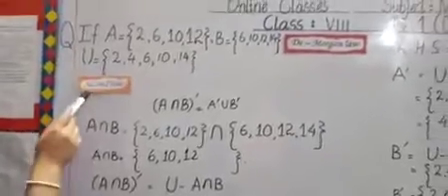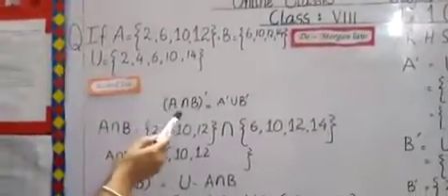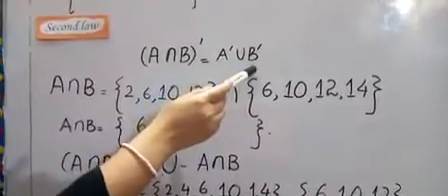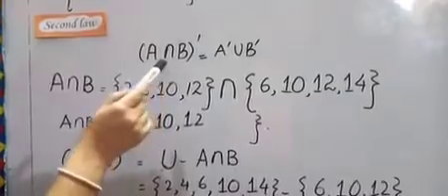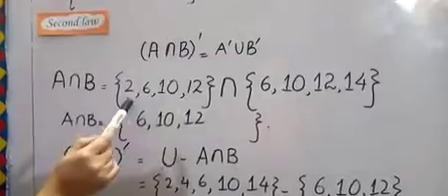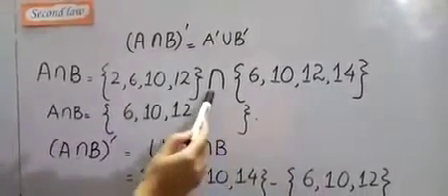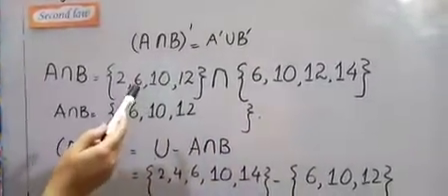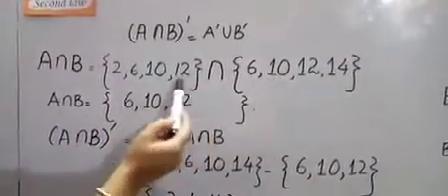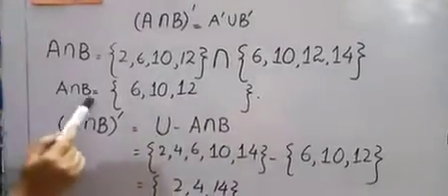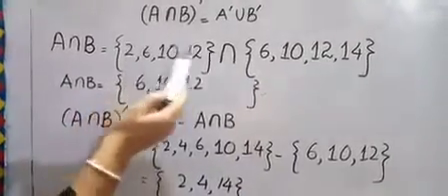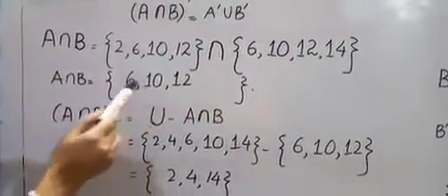Now students, I am going to solve the second one, that is A intersection B whole complement equals A complement union B complement. Firstly we will solve the bracket. In bracket we have A intersection B. So firstly I write the values of set A, then set B, and we will take common elements. Common elements mean same elements. So 6, 6, 10, 10, 12, 12. So A intersection B equals 6, 10, 12. It means in both sets these elements are the same.